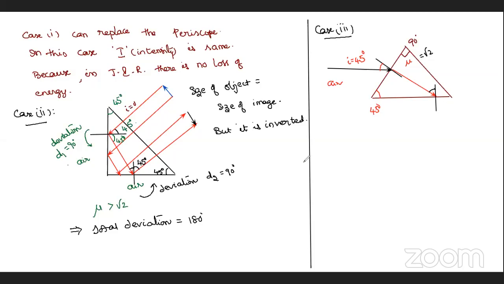Then sir, using Snell's law we can tell. That's what I'm saying. Here 1 sin i equals mu sin R1 at this surface. Sin i is 1 by √2, and mu you are taking greater than √2 practically, into sin R1. This is greater than √2 means sin R1 will be greater than 30 degrees.